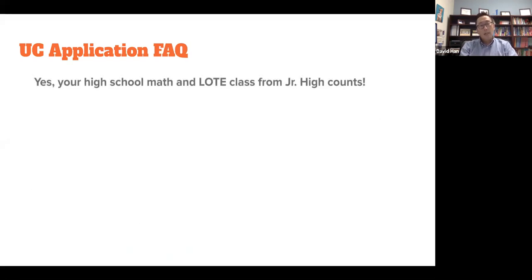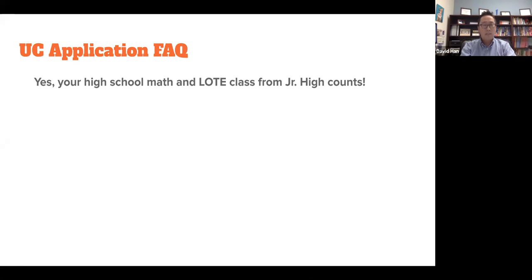So a little more. Your high school math classes, meaning algebra, geometry, algebra 2, or math 1, math 2, math 3, and the language other than English class that you took in your middle school or junior high school, count to fulfill your requirement for UC. It counts as an A through G course, right? It doesn't count in terms of your GPA calculation, but it counts to fulfill that requirement and counts as an additional course you have taken.